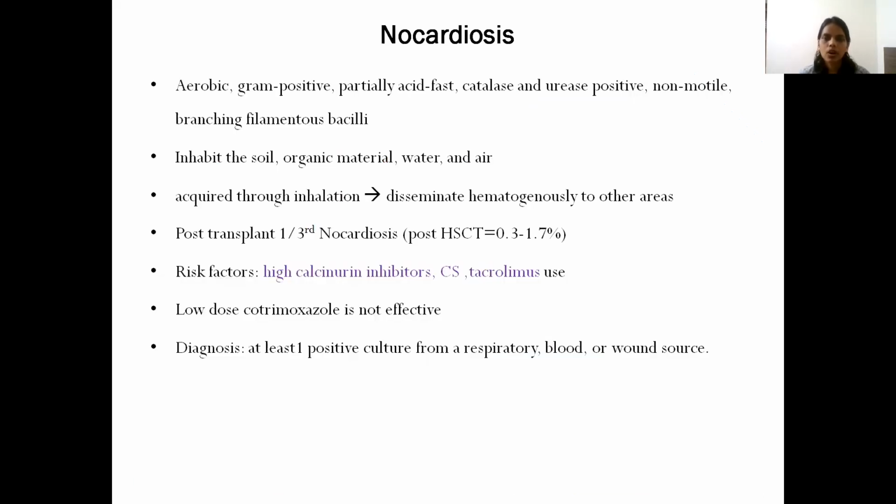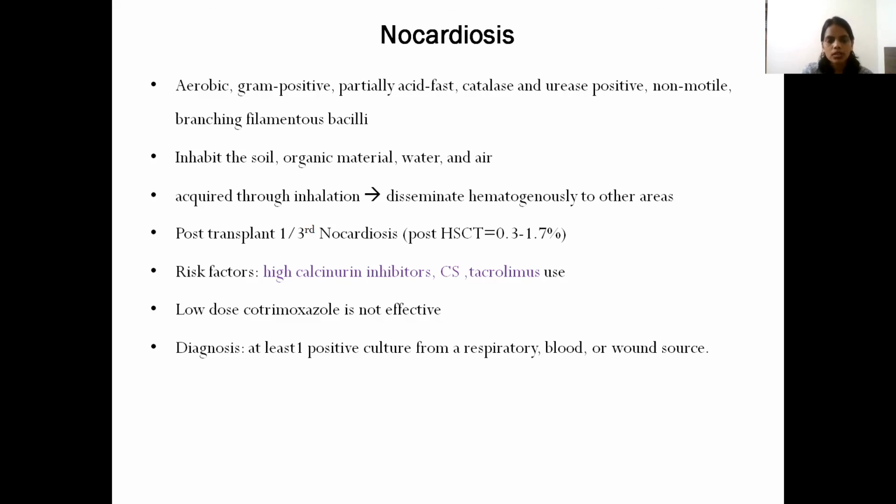Lastly, we'll discuss nocardiosis. This is an aerobic gram-positive non-motile branching filamentous bacillus. The infection is acquired through inhalation, and then it disseminates hematogenously to other areas. Post-transplant patients constitute around one third of nocardiosis cases. Risk factors are use of corticosteroids, tacrolimus, and high calcineurin inhibitor levels. But one thing we should remember is that low-dose cotrimoxazole, which is generally used for prophylaxis, is not effective to prevent nocardiosis.